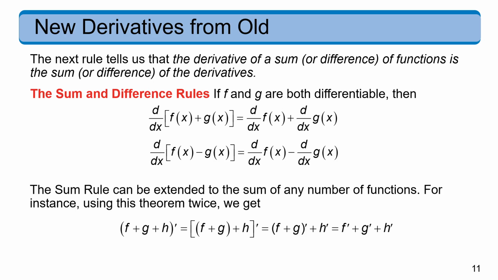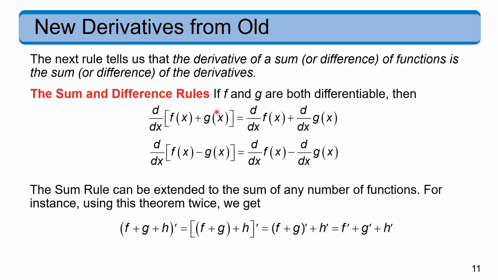Now we have some more rules to add to our tools. The sum and difference rules. So here we've taken two simpler functions and we've added them together to create a more complicated function. And we want to find the derivative of that more complicated function. So this rule says it's equal to the derivative of the first function plus the derivative of the second function. So it's almost like you're distributing the derivative sign over the sum in the parentheses.